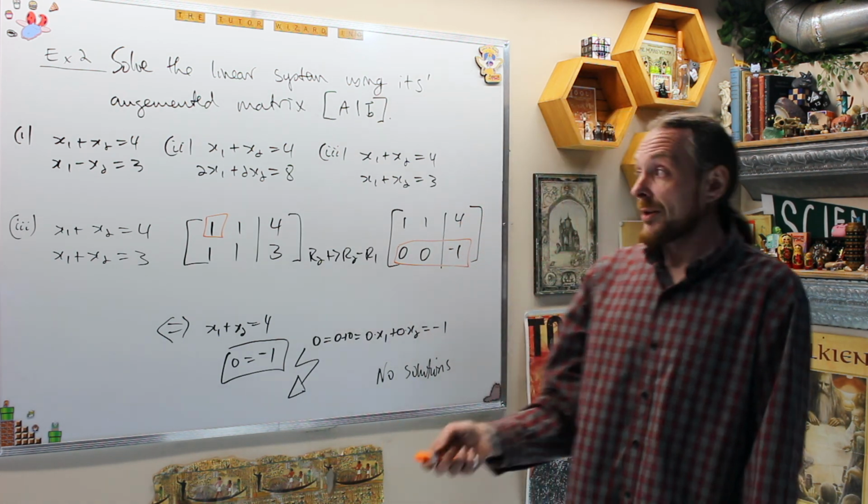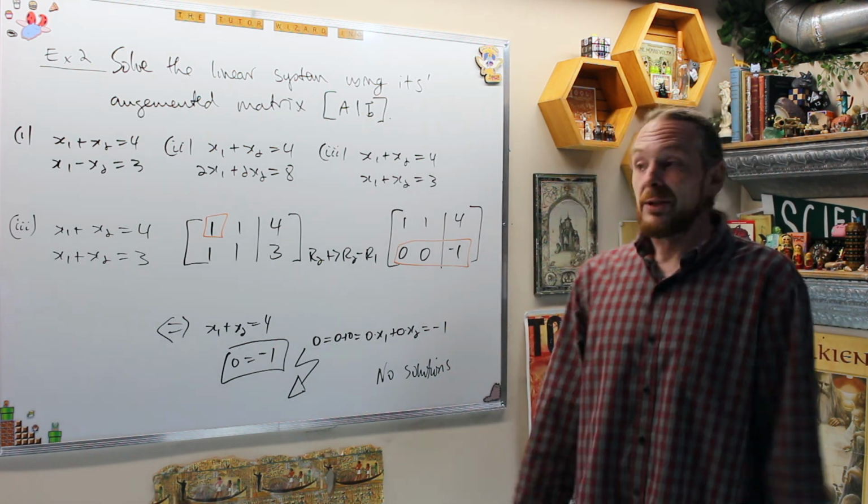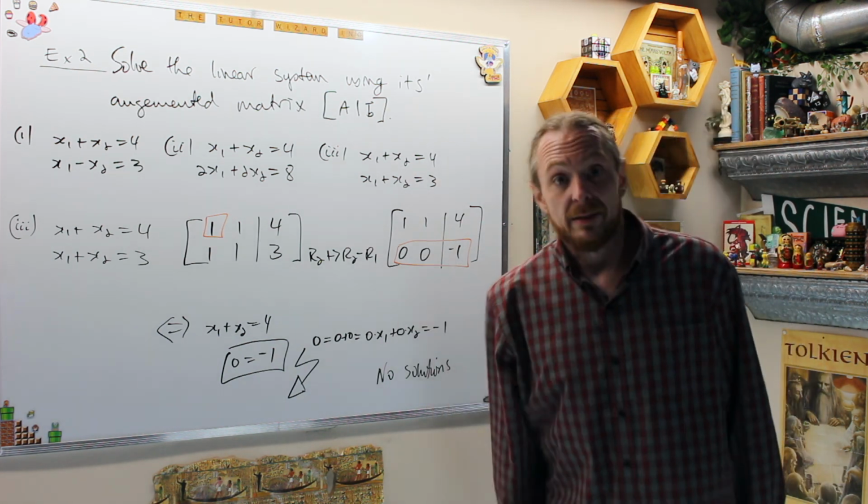In the next video, we're going to give Gaussian elimination and the reduced row echelon form to deduce whether we have one solution, no solution, infinitely many solutions.